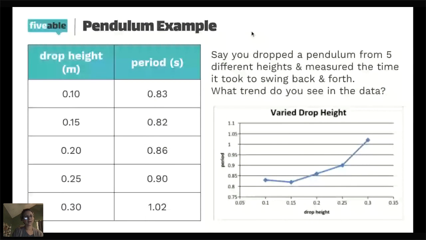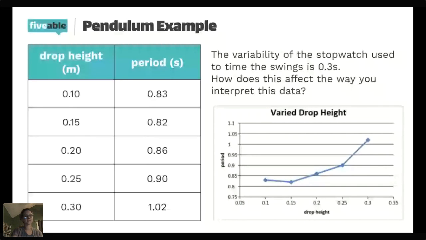But here's where analyzing error is a big deal. Let's say you had the same exact data, but now I told you that there is some inherent variability in the stopwatch that was used to time the swings. And in fact, that variability gives it a range of 0.3 seconds. So it's not particularly accurate, right? It could be 0.3 seconds higher or 0.3 seconds lower, 0.3 seconds in either direction. So how might this affect the way you interpret this data?